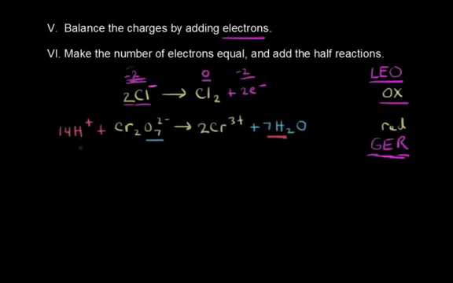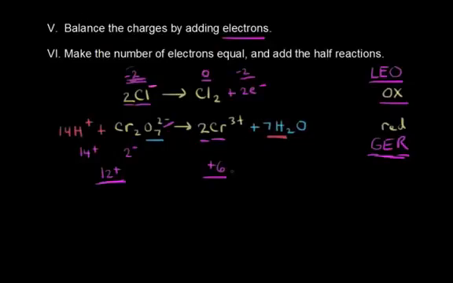So we have 14 positive charges from the protons, and then we have 2 negative charges from the dichromate anion here. So we have 14 positive charges and 2 negative charges, which gives us a total of 12 positive charges on the left side. On the right side, we have a chromium ion, so this is a charge of 3+, and I have 2 of them. So 2 times +3 gives me +6. So I have +6 on the right side of my half reaction. So I have +12 on the left, +6 on the right. I need to add some electrons to balance out that charge.